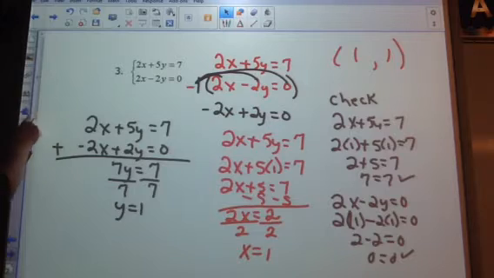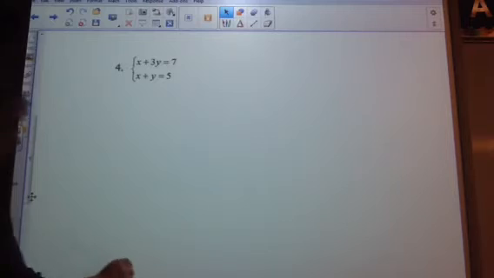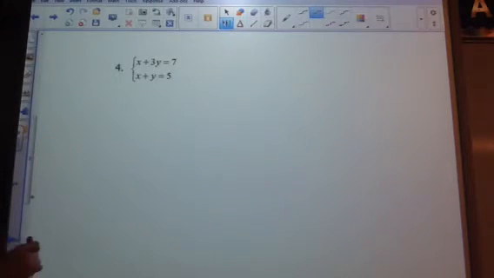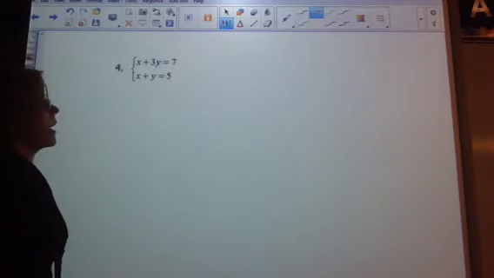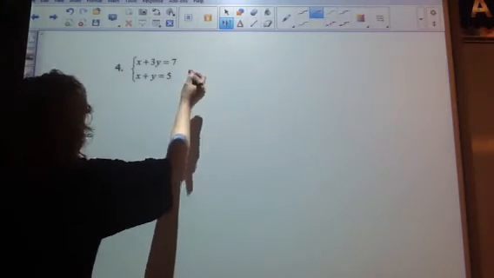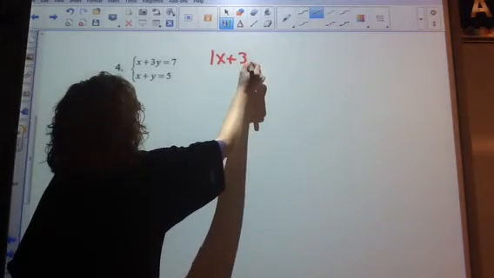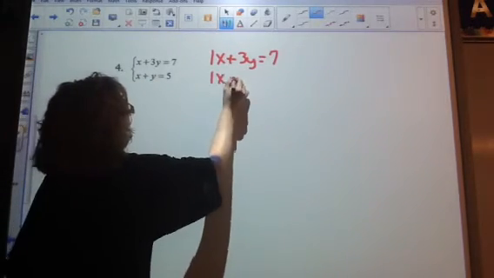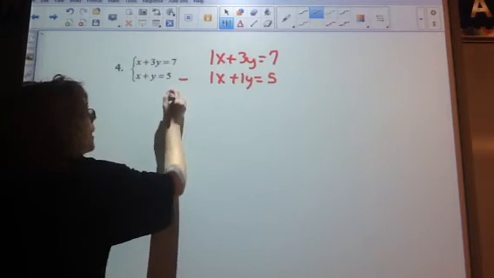All right, last one. Okay, are we going to add or subtract? We can add if we have opposites. We don't have opposites, so what we're going to have to do is subtract. So, I have 1x plus 3y equals 7. And I have 1x plus 1y equals 5. And we are going to subtract.